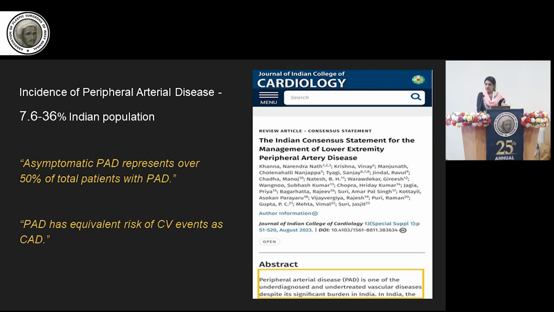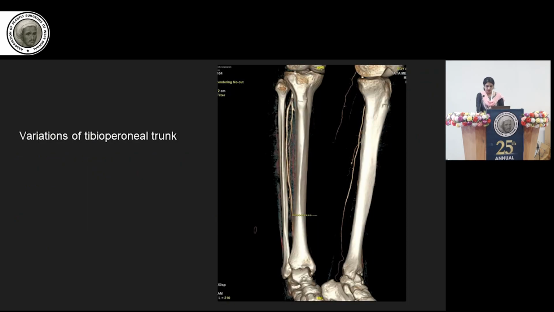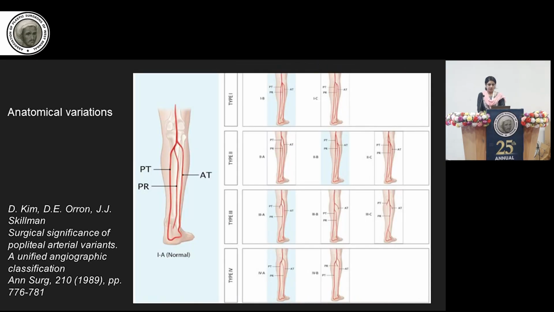It has been published that peripheral arterial disease is one of the most underdiagnosed and undertreated vascular diseases despite its significant burden in India. Almost 30% of the Indian population suffers from it, and it has the equivalent risk factor of cardiovascular events as coronary artery disease. Alongside, we also come across during fibula flap harvest certain vascular anomalies of embryology and development as outlined by Kim et al. There are 10 different types of vascular anomalies that can be encountered during this flap harvest.